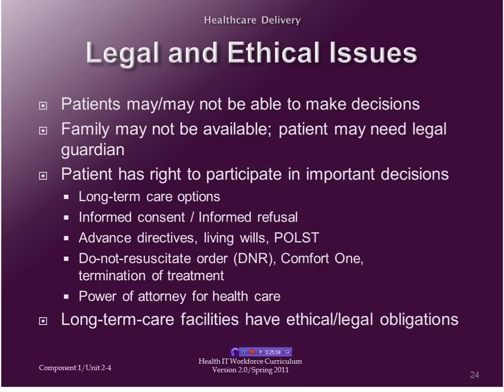We have things like legal guardians. You may need a power of attorney for health care. It is at a point where you need to make these decisions about taking dad's car keys away, and if he needs other long-term care options or Meals on Wheels, how you get informed consents and informed refusals. We've got advance directives, something called POLST, which is a combination of a hospital do not resuscitate and what we refer to as a comfort one.